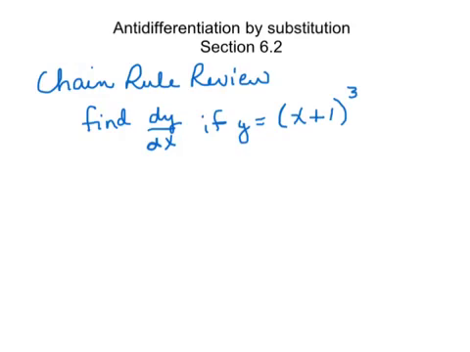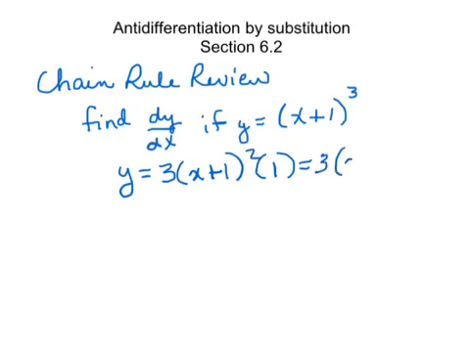So to take the derivative here, we will begin by first taking the derivative using the power. Bring the power to the front, leave the inside alone, reduce the power by 1, and then take the derivative of the inside. And then what we have as our derivative is 3 times (x + 1) squared.